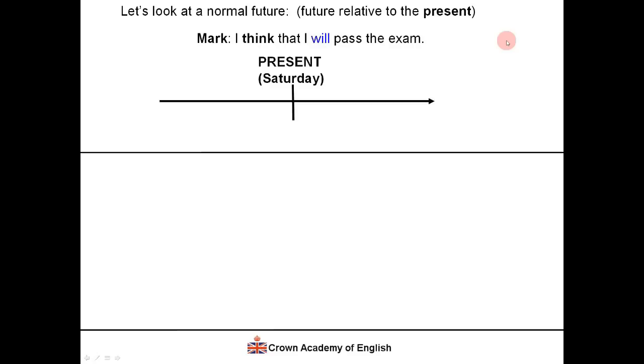So here is a diagram. For example, this is the present, this is time. This line is the present. So today is Saturday. On the left, this is the past, and on the right, this is the future. So this sentence is: I think, in the present, and will pass the exam in the future. So this diagram describes this sentence.